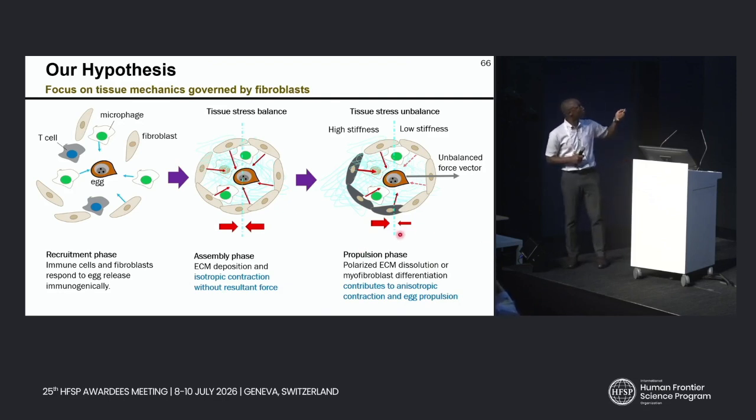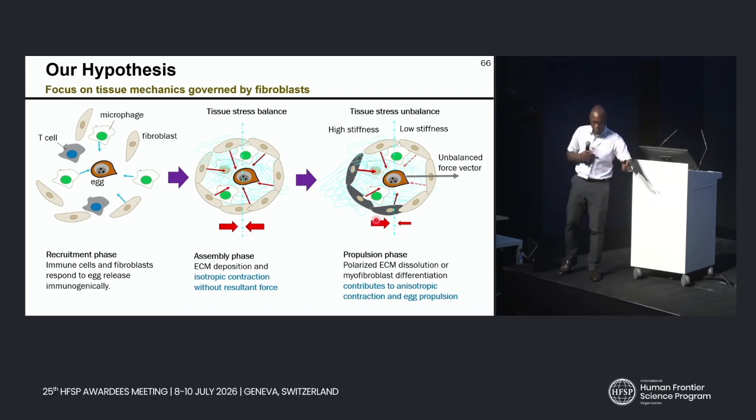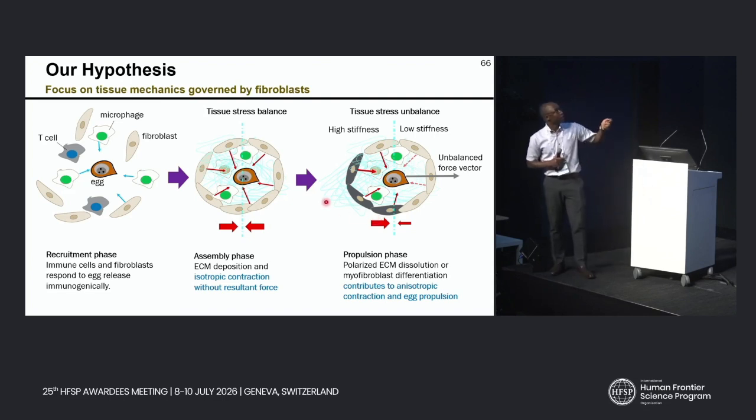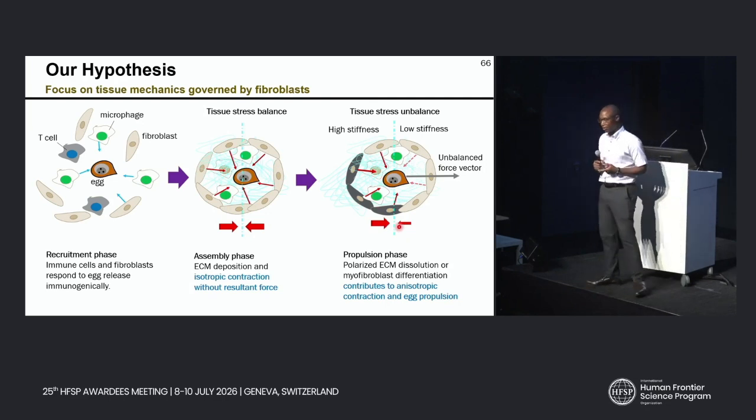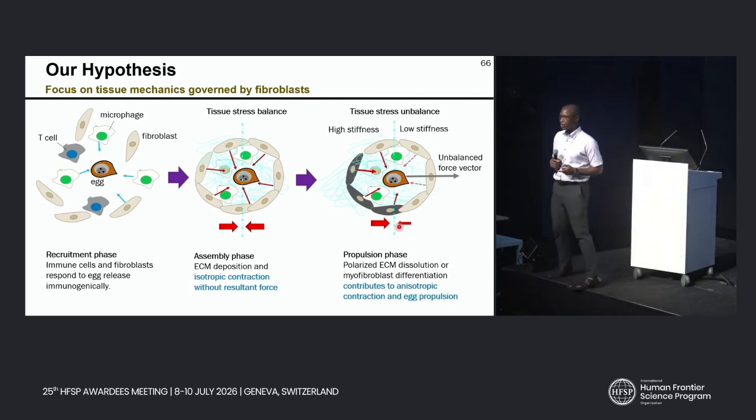So here I'm showing the assembly process where the ECM deposition by the fibroblast would cause some sort of stiffness differences between back and front, I would say. And that force imbalance would create a force vector that might drive this forward. So this is the hypothesis that we set to try to understand.